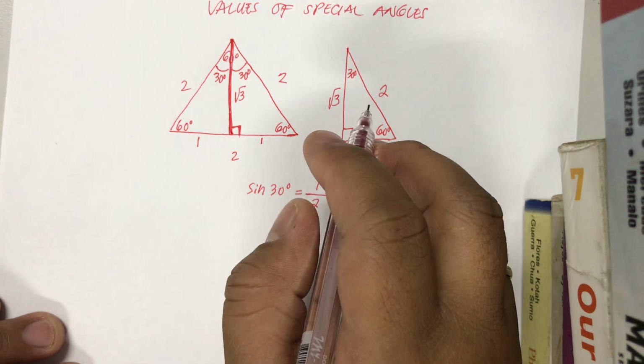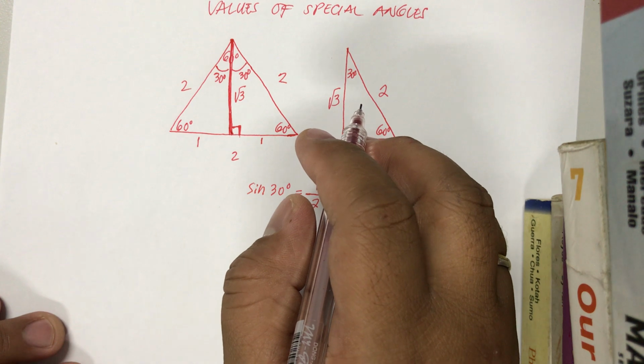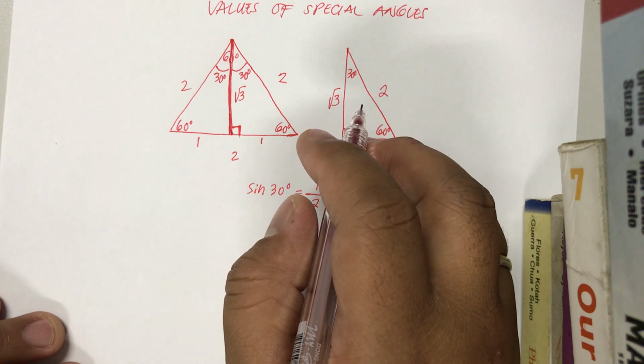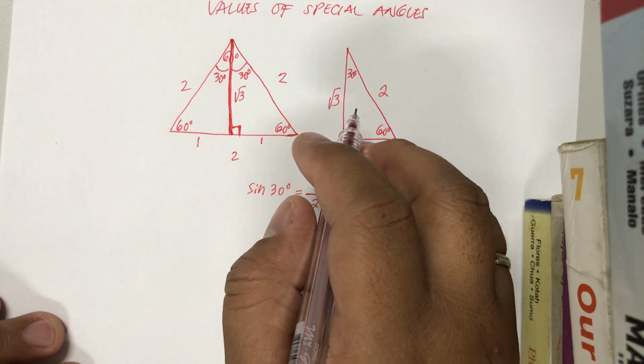Kaya kanang mga scientific calculator karon, unlike before, ang mga calculators karon na mga fraction nga answer na gyud. Na gani radicals, unlike before nga wala jud. Okay.